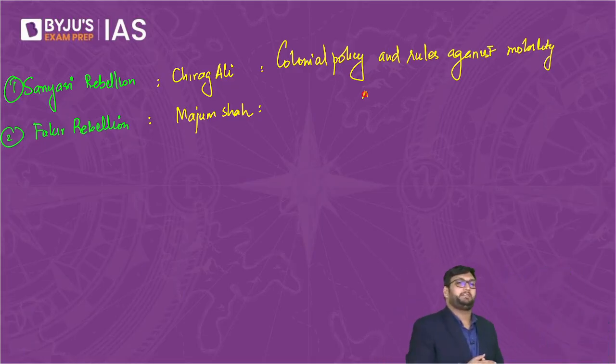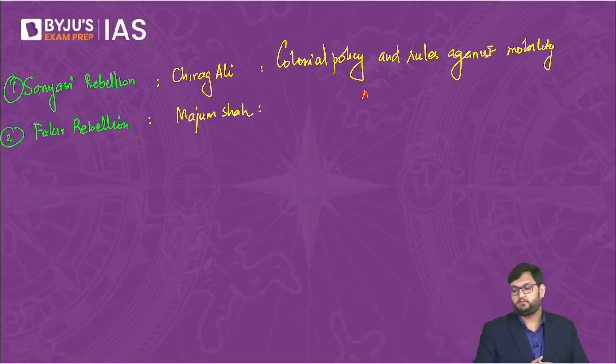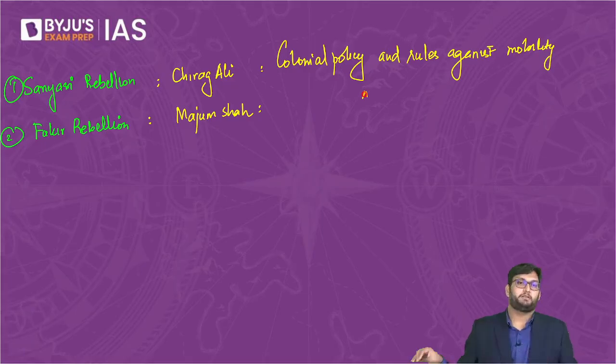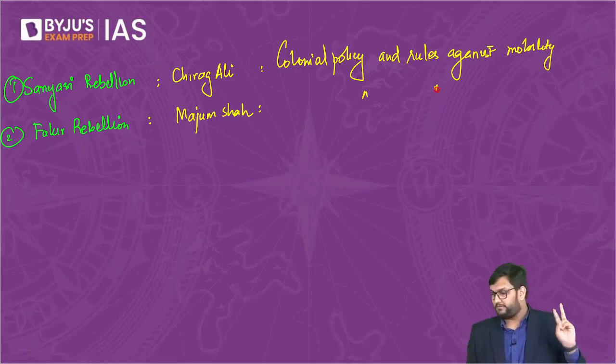Why would a fakir want to be registered? You remember this much? That very simply: one leader, rebellion name, basic grievance. Remember this much? I'll create a repository here, so don't worry.